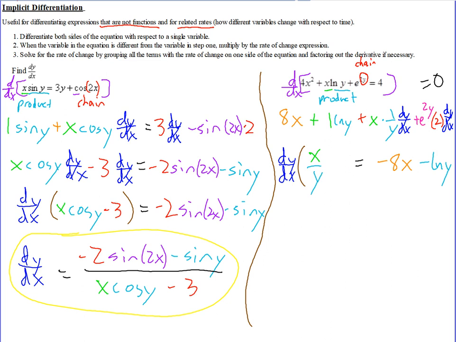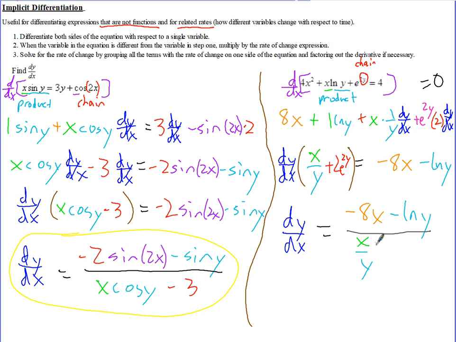And then plus, you can bring the 2 out in front, e to the 2y. And you can divide by that, x over y plus 2 e to the 2y. So our derivative dy dx will be negative 8x minus natural log of y divided by x over y, 2 e to the 2y.